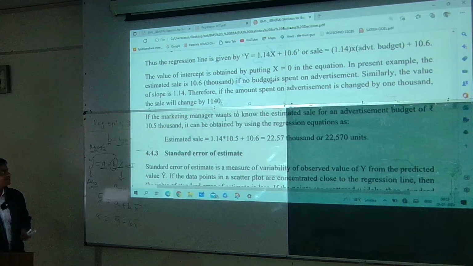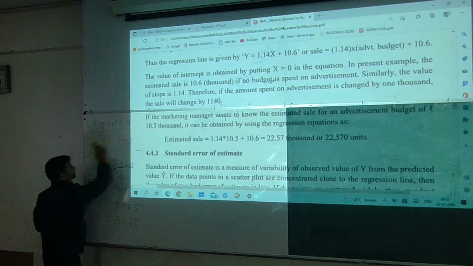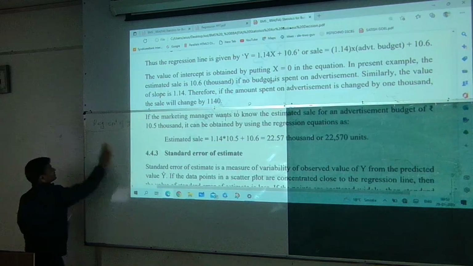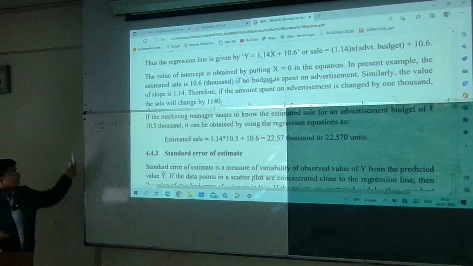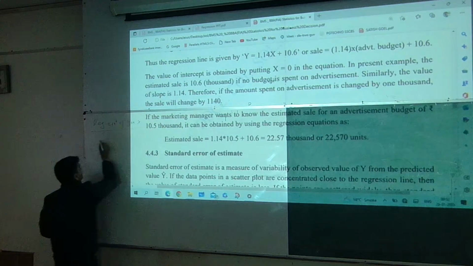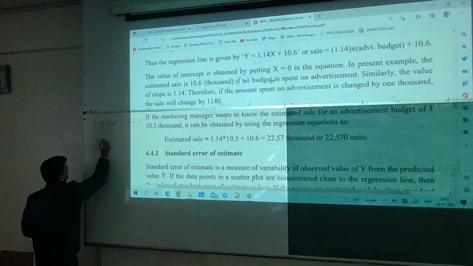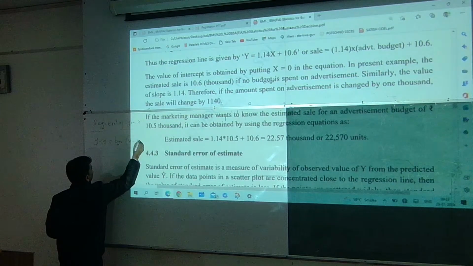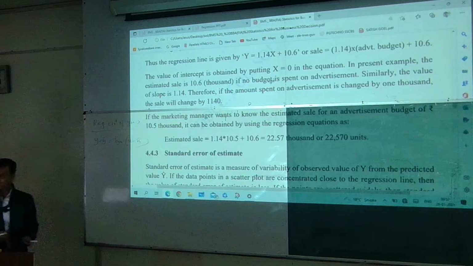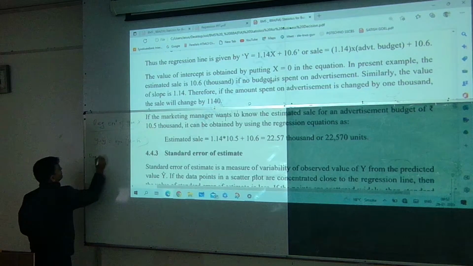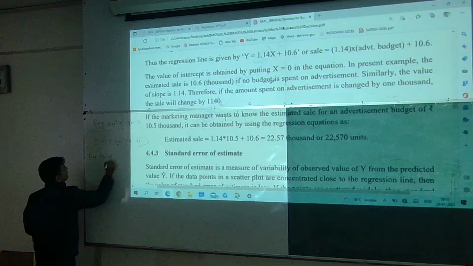Similarly you have that second equation. There are two equations of regression. One is the regression equation of y on x. Its form is y minus y bar equals byx times x minus x bar. You can write in this form also. Okay. Second equation you have is the regression equation of x on y.